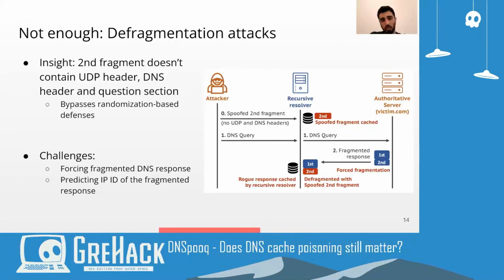The other challenge with implementing this attack is that the attacker needs to know the IP ID of the fragmented response ahead of time. So the IP ID of outgoing packets from the authoritative server needs to be predictable. And this is not always the case. And basically, the IP ID should be randomized, not only to prevent this attack, but also to prevent device tracking, etc.